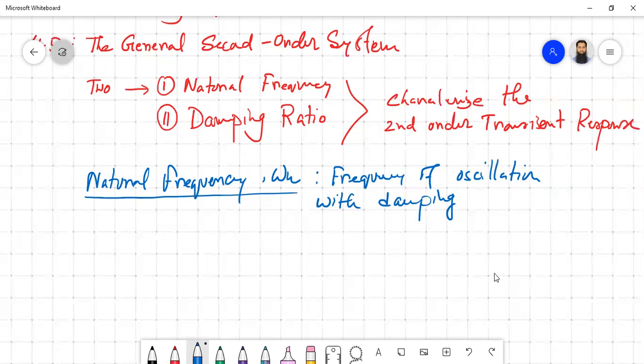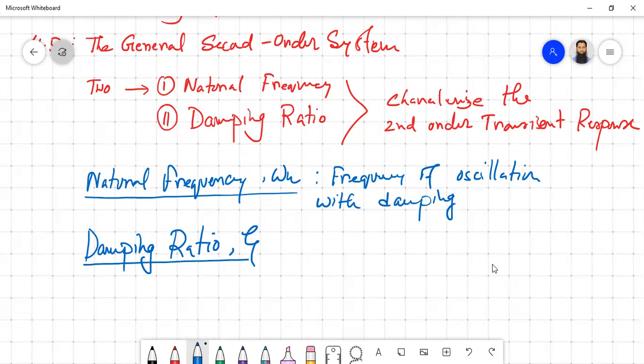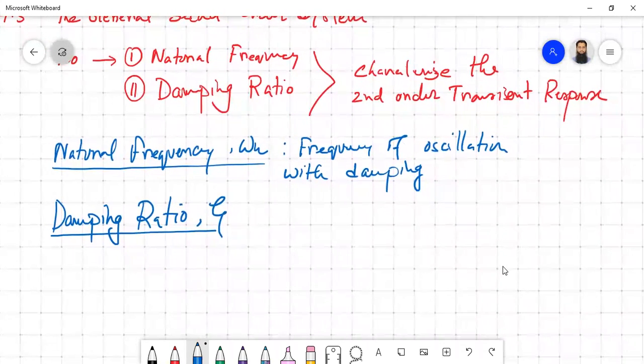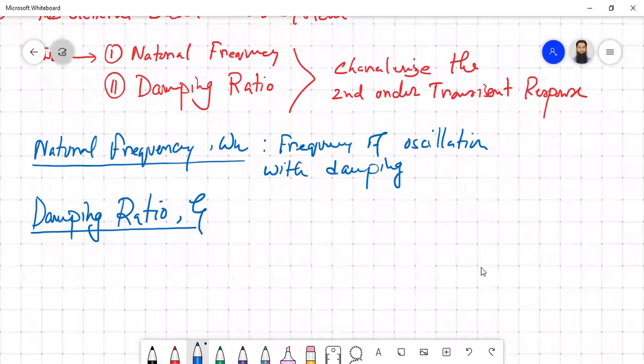The second one is not as straightforward as this. The second one is called damping ratio, zeta. It's difficult to draw as well. So zeta, damping ratio, is defined by comparing the exponential decay frequency of the envelope to the natural frequency. Yes, I know it seems complicated.